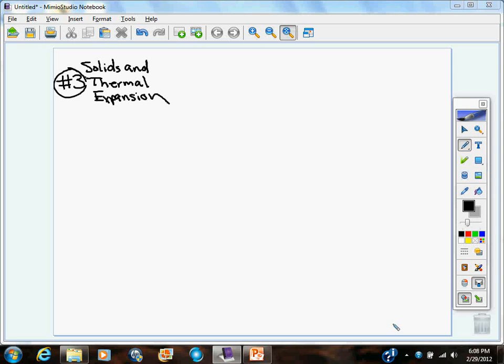We'll now do number 3 from solids and thermal expansion. In this problem it says we have a 400 milliliter glass beaker at room temperature filled to the brim. So our initial volume is going to be 400 milliliters, and it is filled to the brim with cold water at 4.4 degrees Celsius. So the initial temperature is going to be 4.4 degrees Celsius.